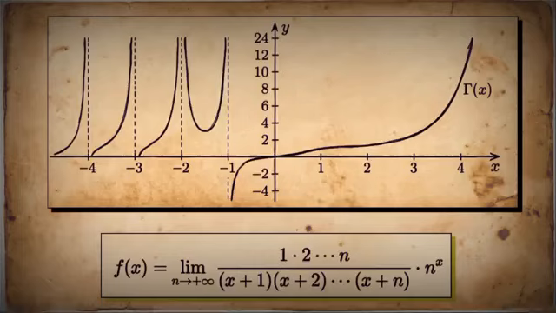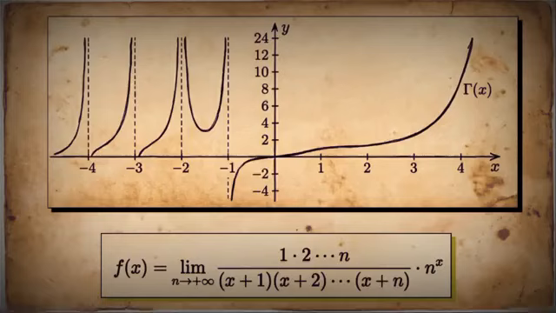For positive x, the function is a smooth, increasing curve that passes through all the correct integer values. At x equal to 0, there is an asymptote. At every negative integer, -1, -2, -3, the function blows up to infinity. Between consecutive negative integers, the function dips, creating a series of alternating arches above and below the axis. The domain of the extended factorial is all real numbers except the negative integers.